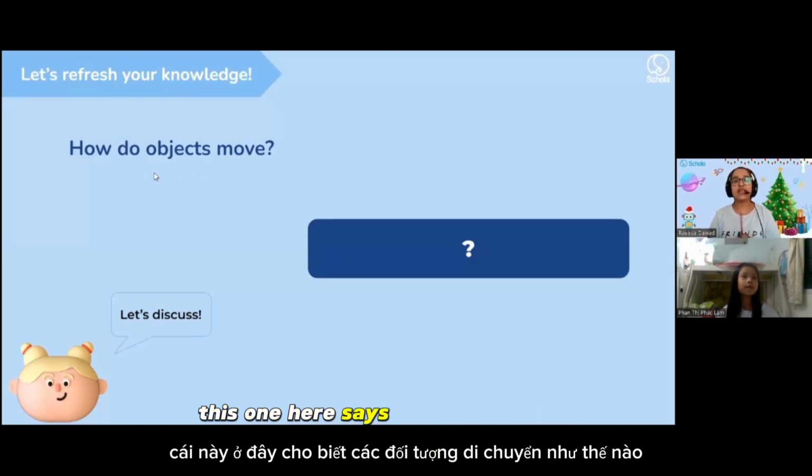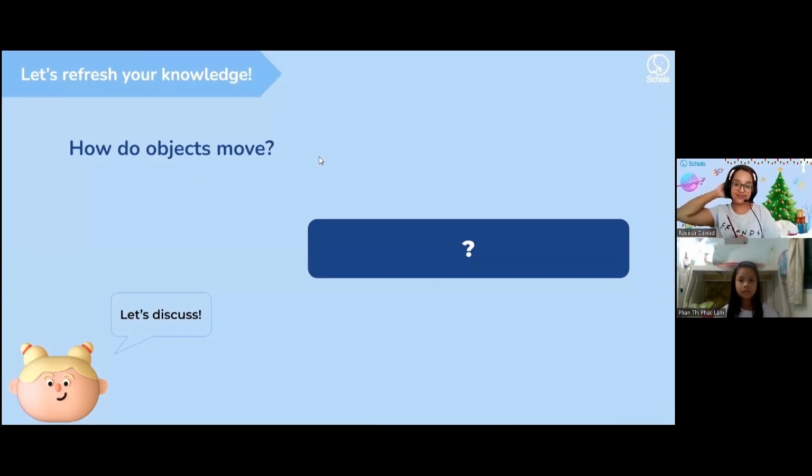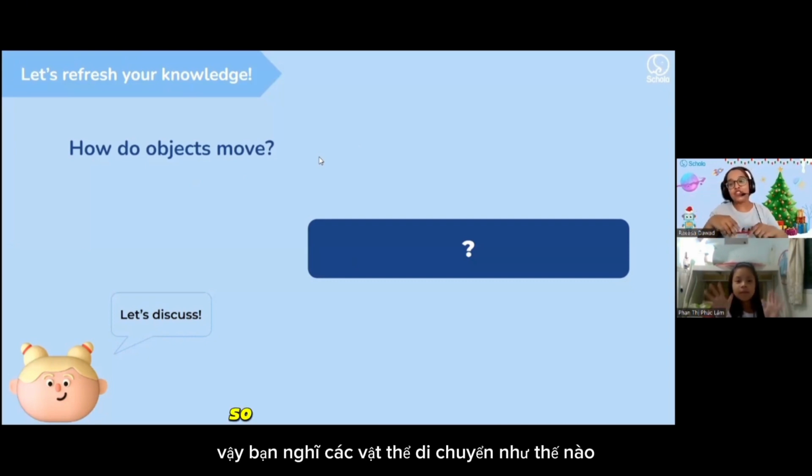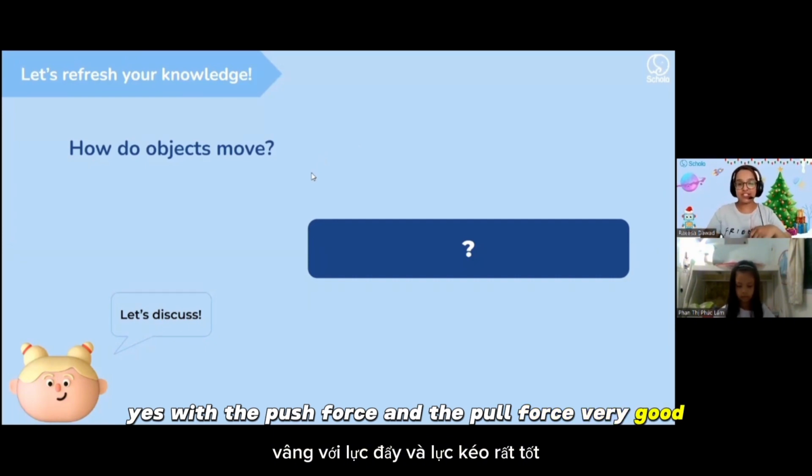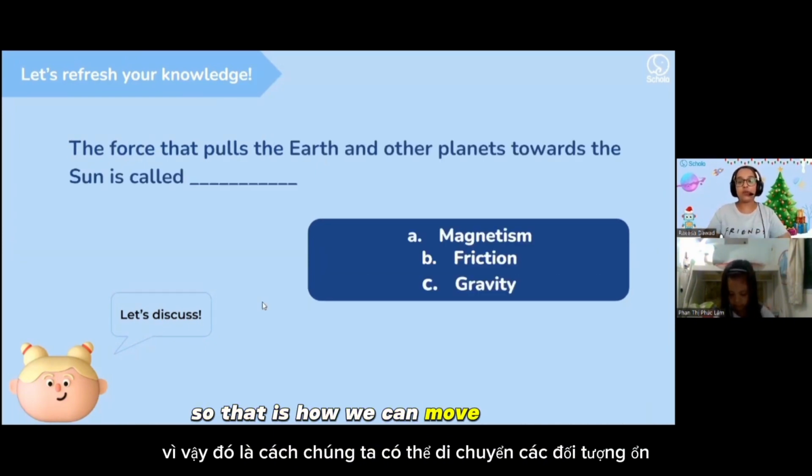This one here says, how do objects move? So how do you think objects move? Yes? With the push force and the pull force. Very good. So that is how we can move objects.